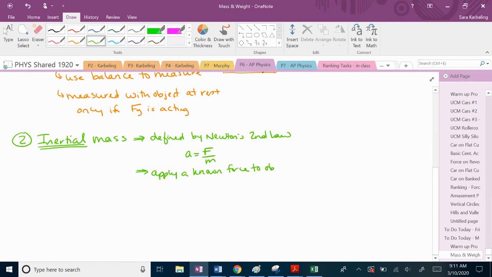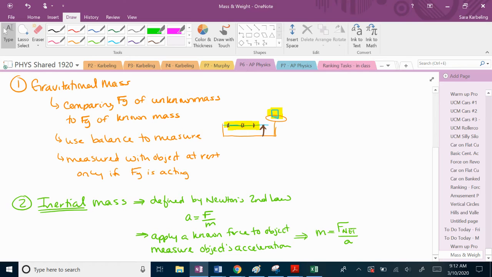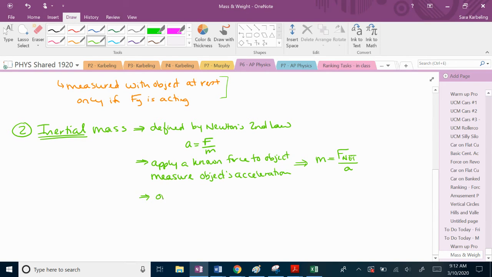to an object. We'll measure the object's acceleration. And if we know both the force and the acceleration, we can find the mass. m is equal to the net force divided by its acceleration, okay? Unlike gravitational mass, which is measured with the object at rest and only if Fg is acting, inertial mass is only measured when an object is accelerating.